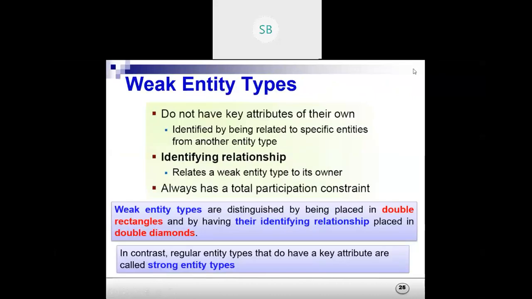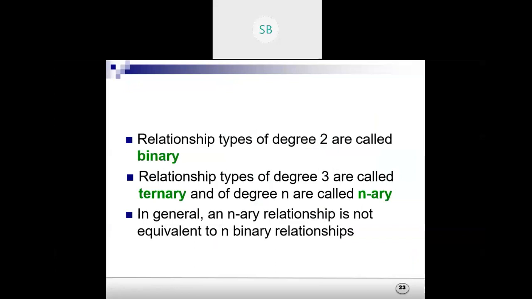Weak entity type, basically we know what an entity is. It is something which has physical existence. It's basically a part of the mini world which has physical existence. That means we have a primary key for that, like a student or employee. Like we have an example of an employee. Let's go back.